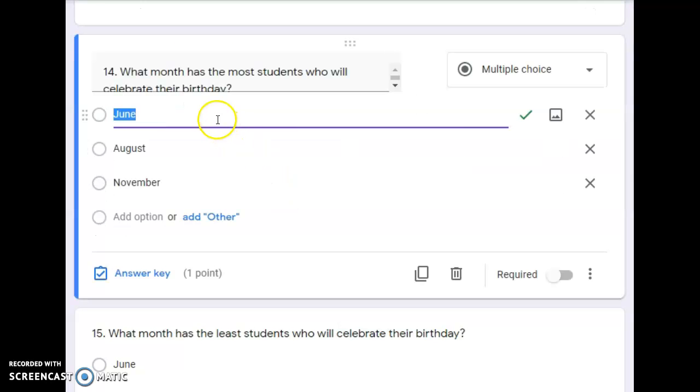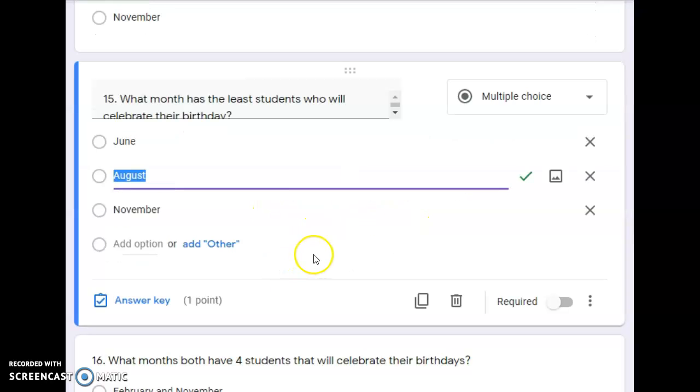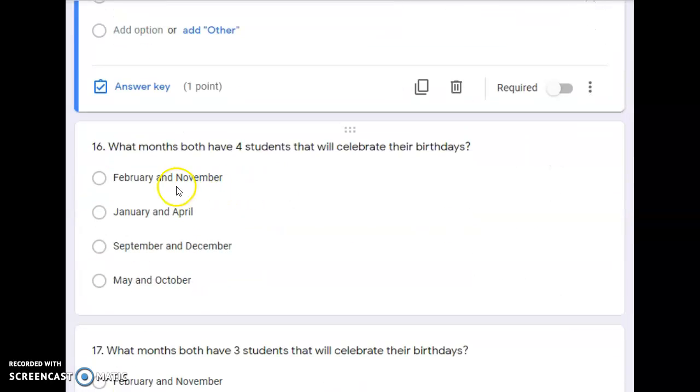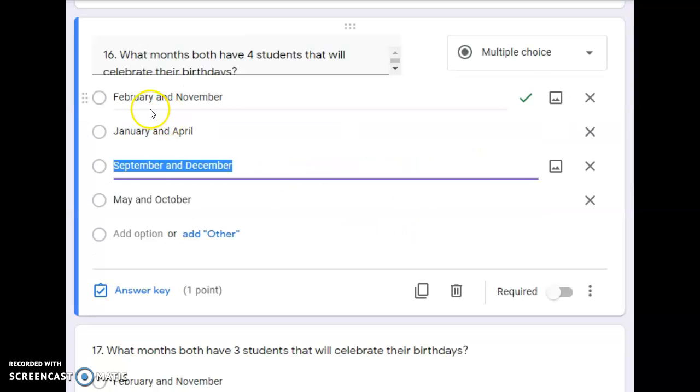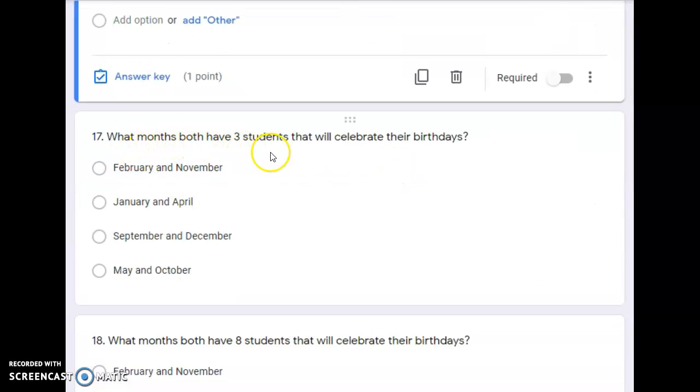And what month has the most students who will celebrate their birthday? So it was June because there are 10 students, right? What month has the less students who will celebrate their birthday? What number that has 3? It was August. Only 3 students. What months both have 4 students that will celebrate their birthday? So it is February and November.